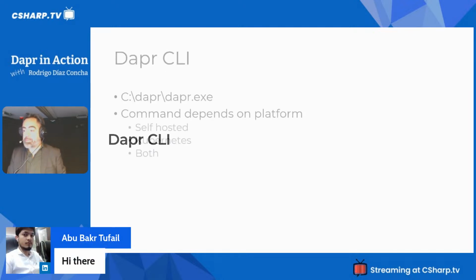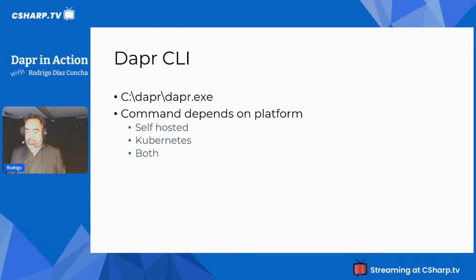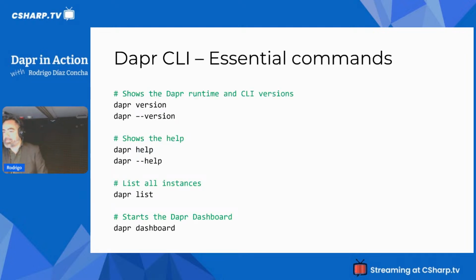So the Dapr CLI is actually the tool that you need to master in order to create great and fabulous Dapr solutions. And there are some commands related to the self-hosted mode that I've been using in this series. And there are some other commands for Kubernetes, because at the end of the day, Dapr can run as a sidecar container inside Kubernetes. And we're going to see that in a future chapter.